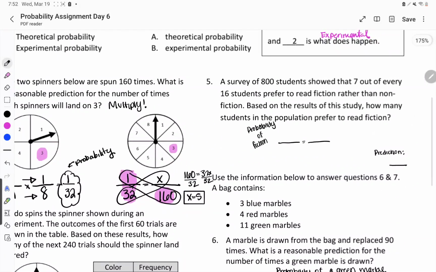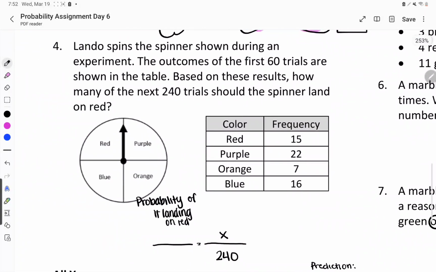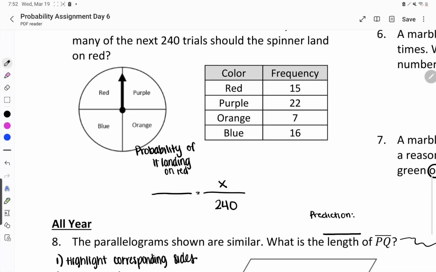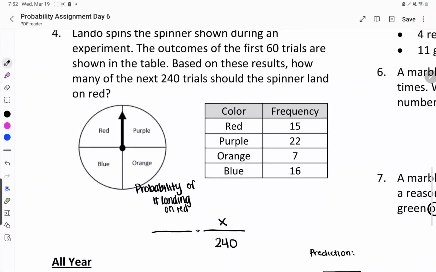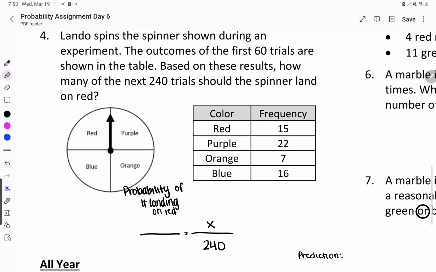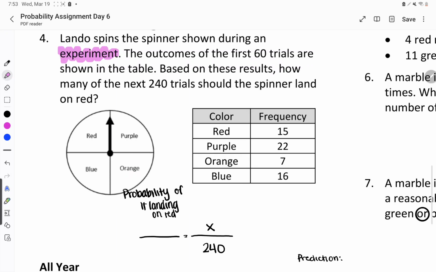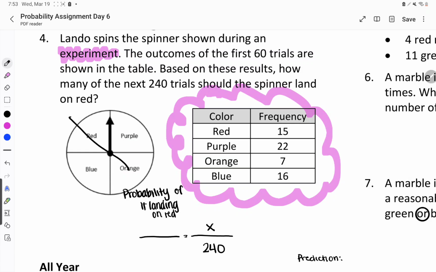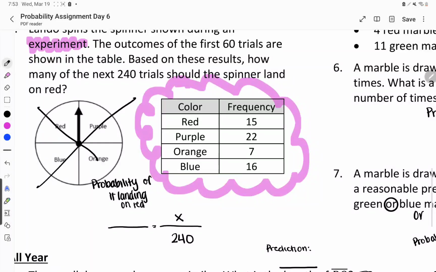Okay, the next one says, where is the next one? Okay, it's down below. The next one says, Lando spins the spinner shown during an experiment. The outcomes of the first 60 trials are shown in the table. Based on these results, how many of the next 240 trials should the spinner land on red? Okay, so remember, I am working with experimental probability over here because it says experiment. And if I'm working with experimental probability, I'm just working with my table. They gave you the picture of the spinner to throw you off over here.